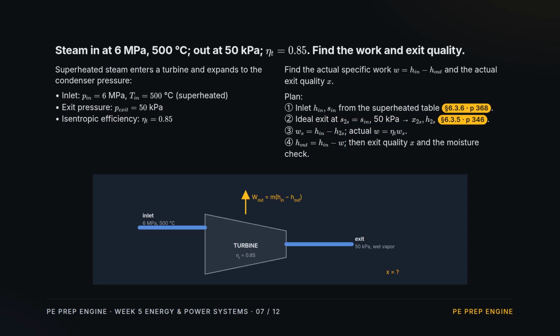Worked problem. Superheated steam enters at 6 megapascals and 500 degrees Celsius. Expands to 50 kilopascals with an isentropic efficiency of 0.85. Find the actual specific work and the actual exit quality. The plan? Read the inlet state from the superheated table, find the ideal exit at constant entropy and 50 kilopascals, scale the ideal work by efficiency, then get the actual exit enthalpy and quality, and check the moisture limit.